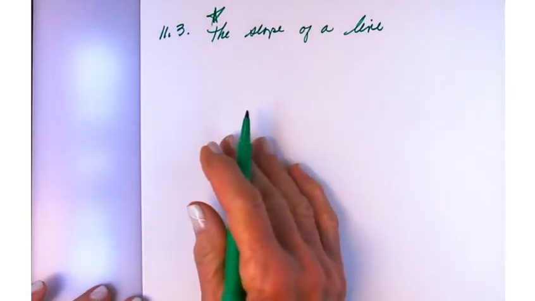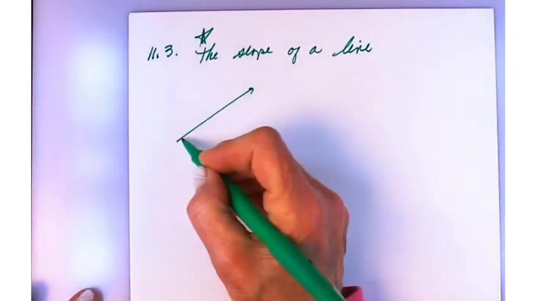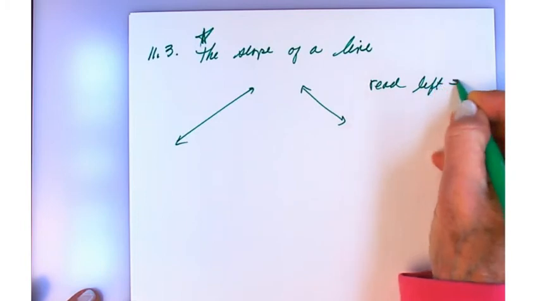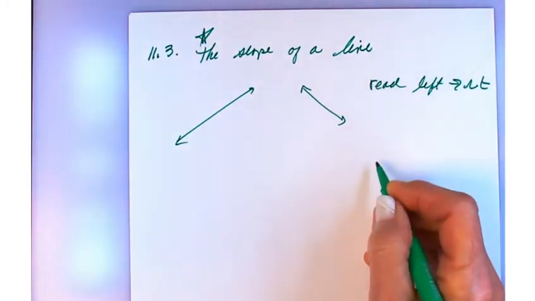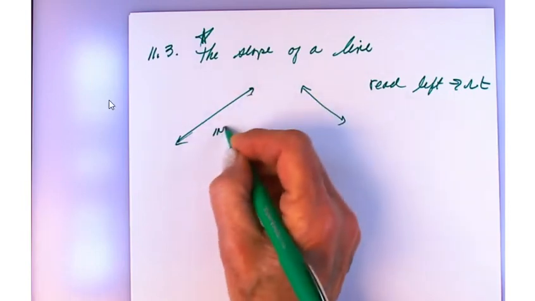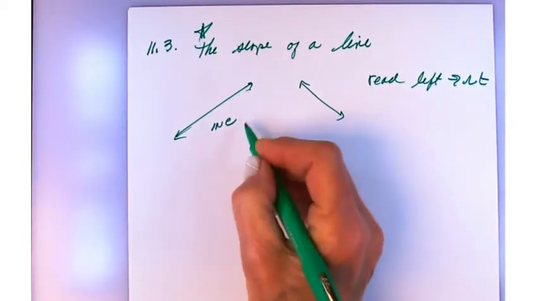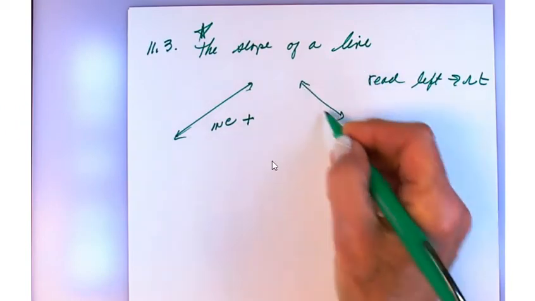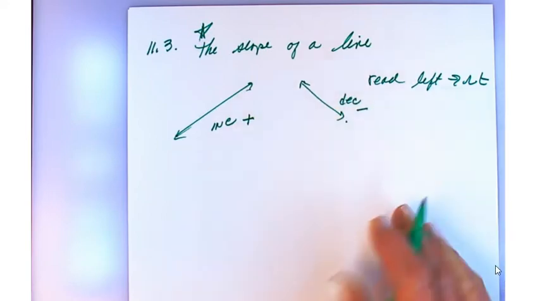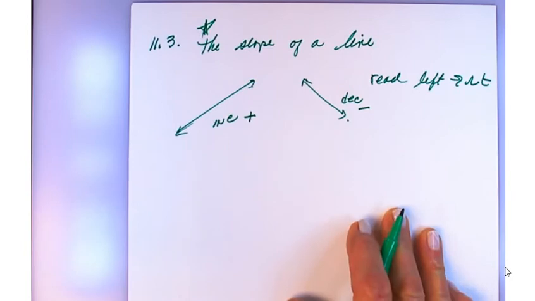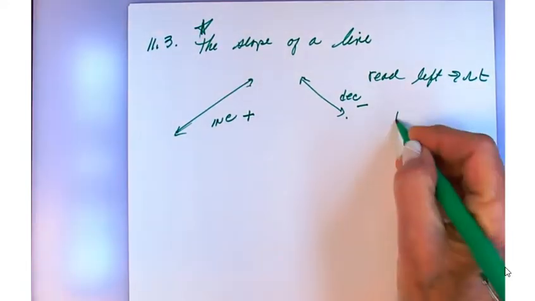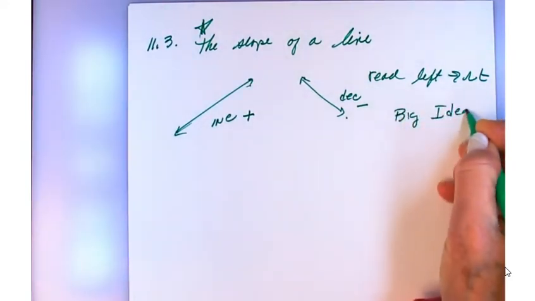What we're doing is we're looking to see how a line travels, and we always read from left to right. So we see that this one going from left to right, the y value is getting larger, so this slope would be increasing or positive. And this one going from left to right, the y value is going from high to low, so this is decreasing or a negative slope, okay? That is a big idea, to recognize if the slope is positive or if it is negative.